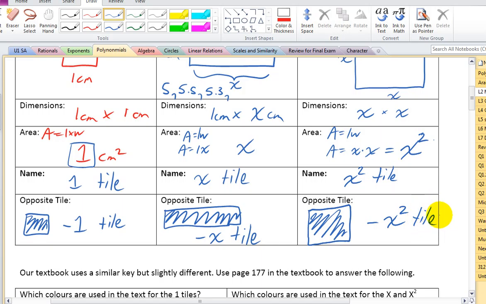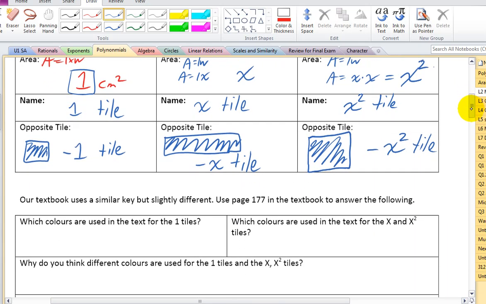Perfect. Yes, Victoria, question. We're stretching. You guys like to stretch in this class. Okay. Any questions so far?